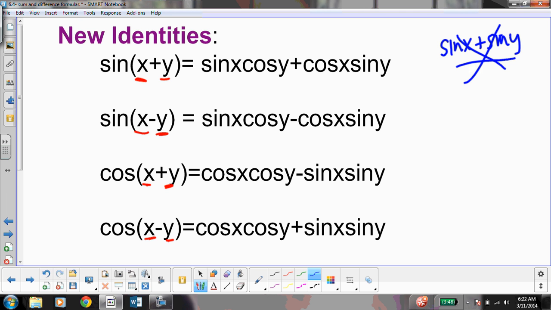Again, you don't have to have these memorized, but you do need to know how they work. And the important thing is that x and y are two different numbers that you need to apply to this situation.